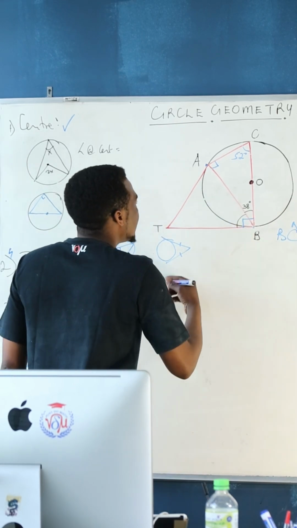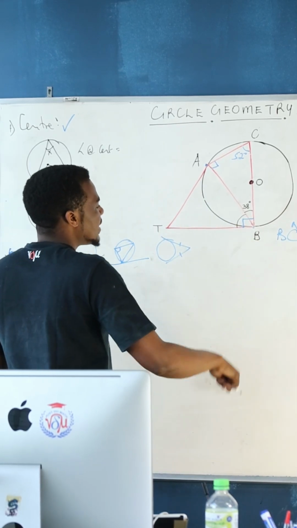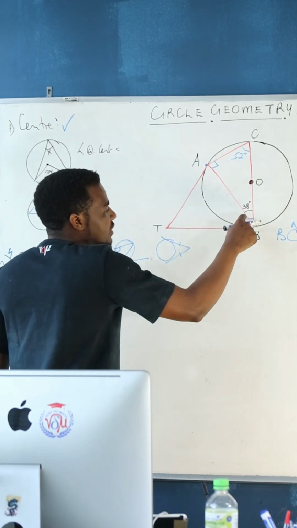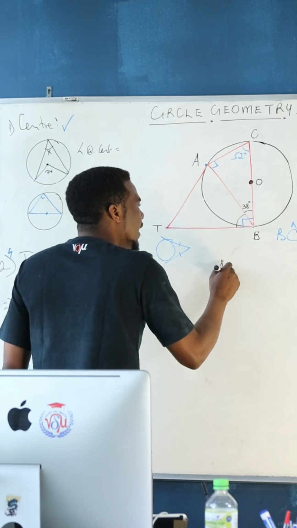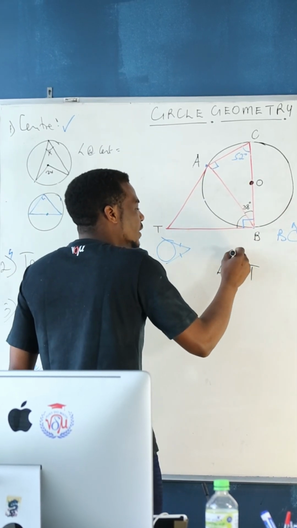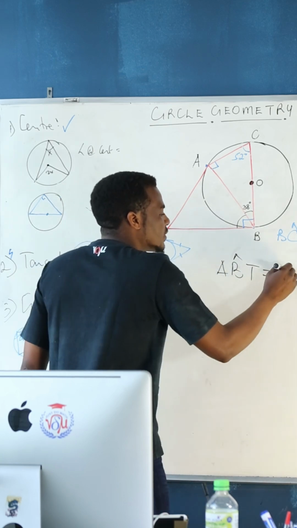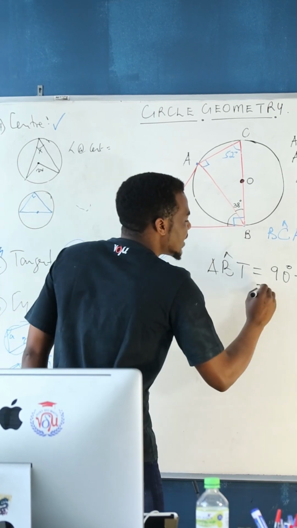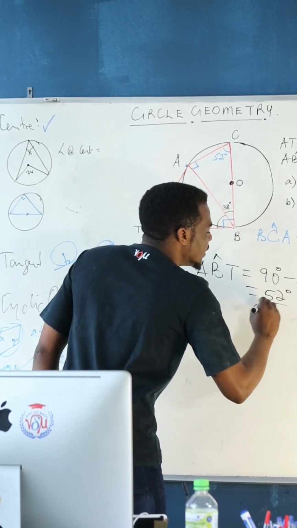So if you want to find out this angle, what is this angle? It's angle ABT, right? Let's try to figure out this angle A, B, and then we turn to T. So how are we going to calculate that angle? So we're going to say 90 degrees minus 38 degrees. Straight away we get 52 degrees.